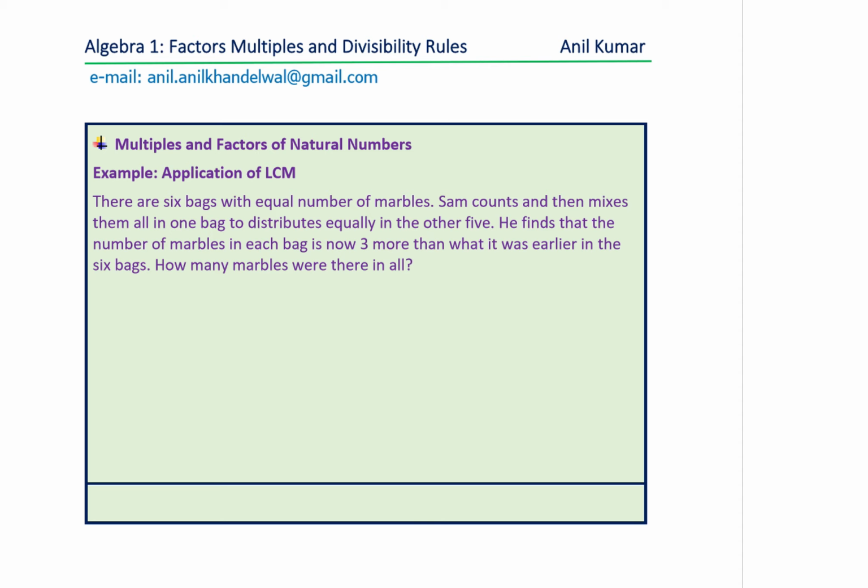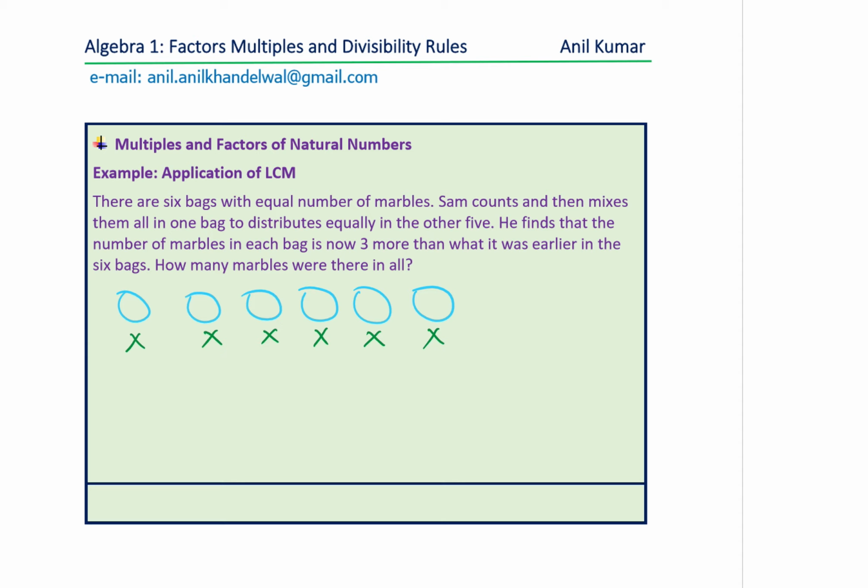So what we have here is, we had 6 bags, 1, 2, 3, 4, 5, 6. And all of them had equal number of marbles, right? So let's say they all had some equal number of marbles. Let me say X marbles, correct? X, some marbles. We don't know how many. So whenever we don't know how many, we just write a variable, right?